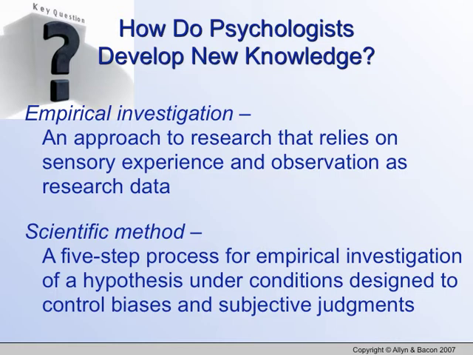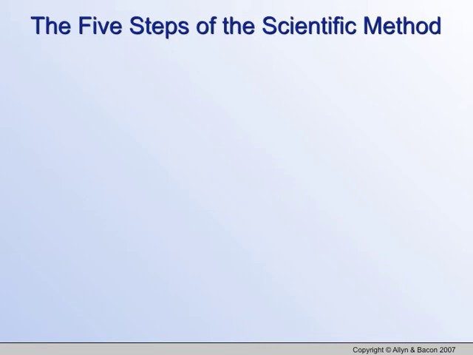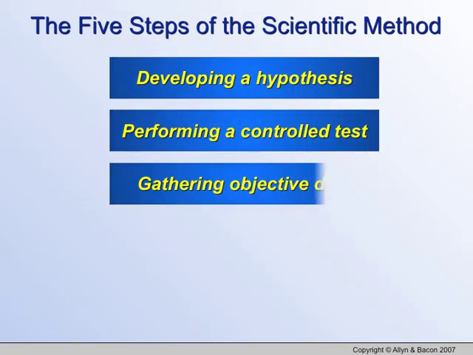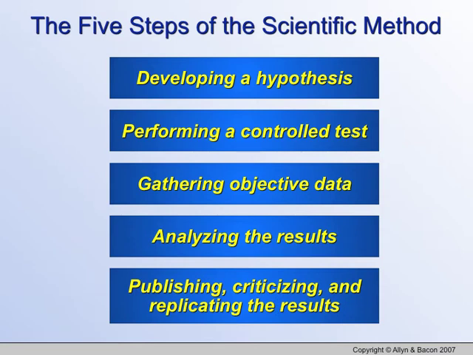Okay, so it's a 5-step process used for empirical investigation of a hypothesis under conditions designed to control biases and subjective judgments. Those are two terms, control bias and subjective judgments, that we're really going to go into at a deeper level later on, but let's start with the scientific method. Okay, so the 5 steps of the scientific method are developing a hypothesis, performing a controlled test, gathering objective data, analyzing the results, and publishing, criticizing, and replicating the results.